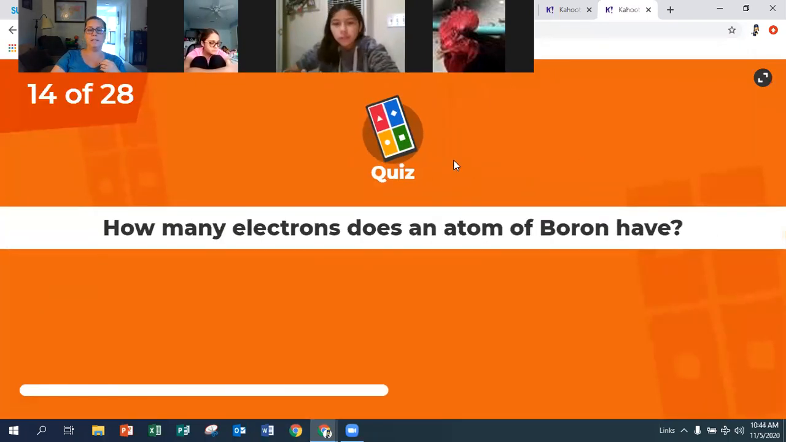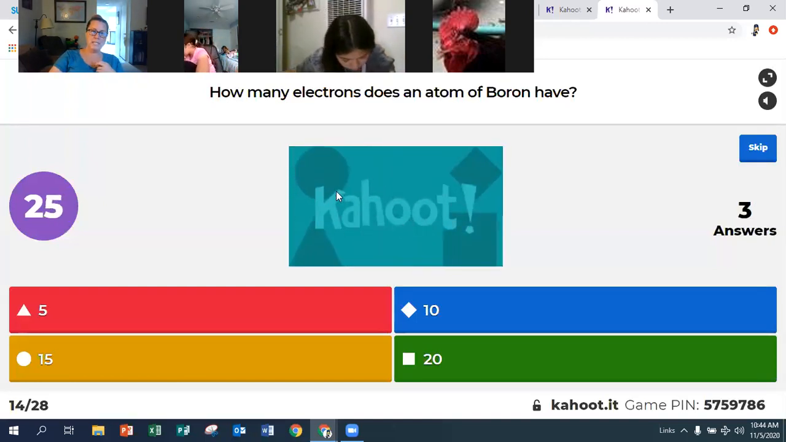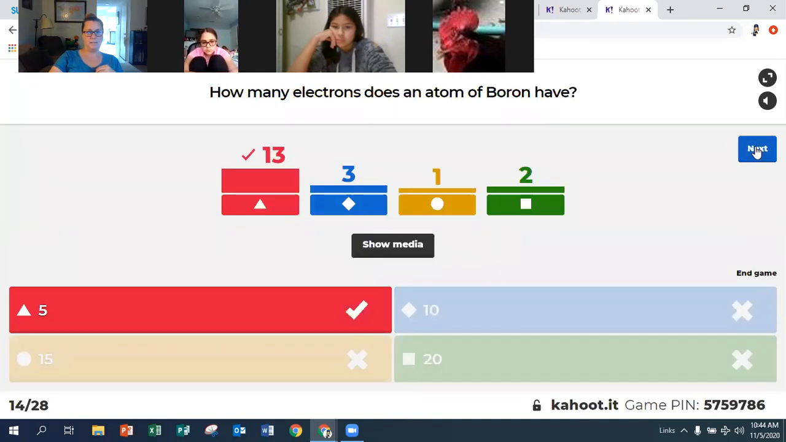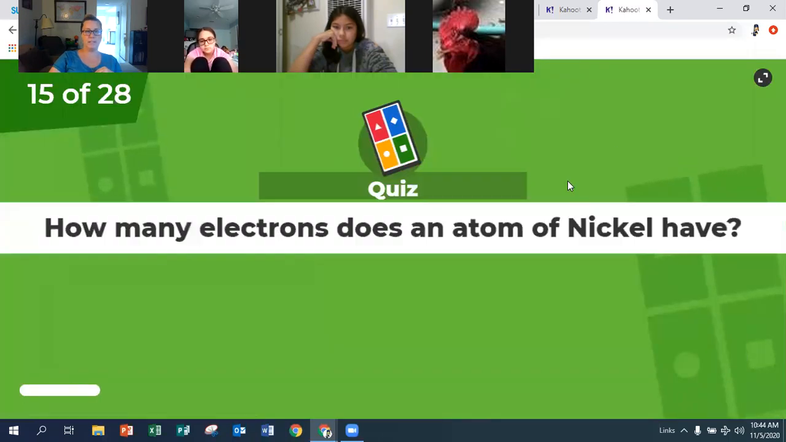Question 14, how many electrons does an atom of boron have? Boron is in group 13. It is on your staircase, so therefore it is a metalloid. If I know the atomic number, then I know how many electrons. I also know how many protons. If you look on the periodic table of elements, boron is number 5. The atomic number is 5. Protons is 5. Electrons is 5.